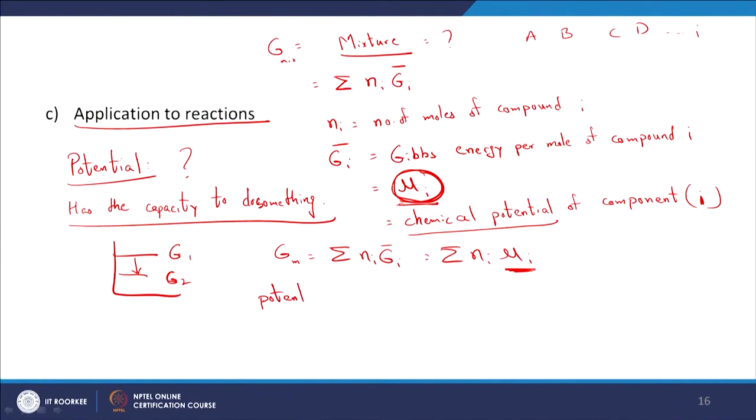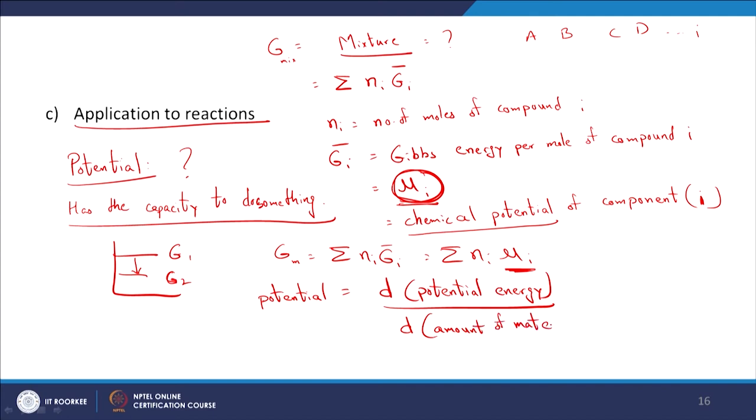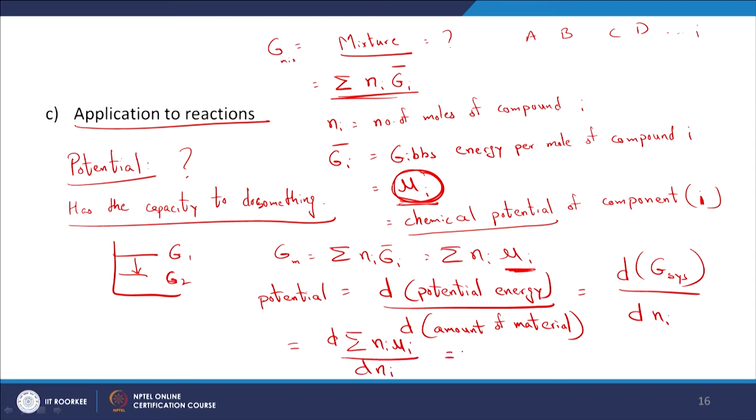So in general, we can say potential is equal to, and what is this equal to, dG of the system or mixture by dNi. That would be equal to, as we just looked at, the summation of Ni mu i by dNi, and that obviously is equal to mu i. So that's what we are trying to look at. So chemical potential, that's how it comes about.